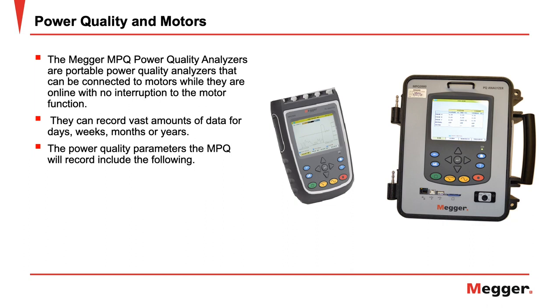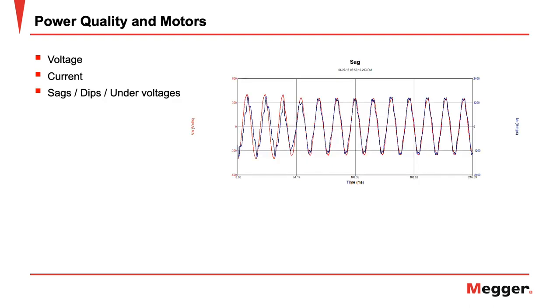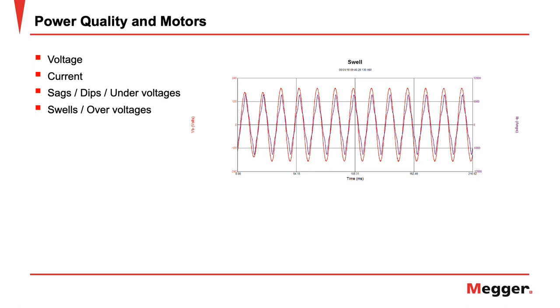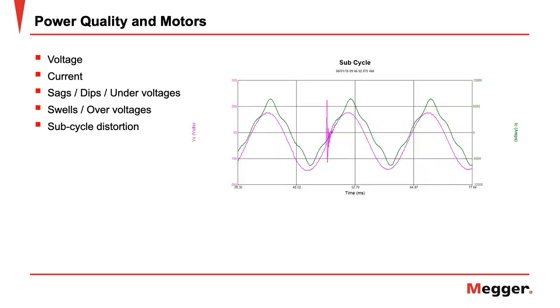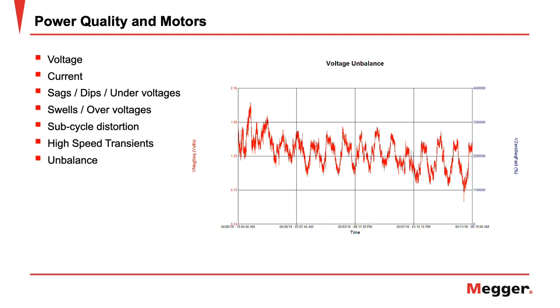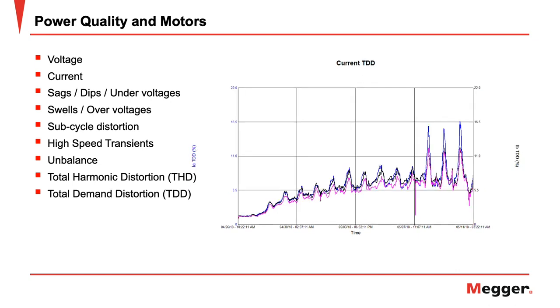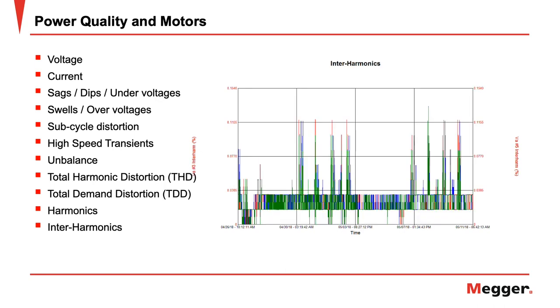The power quality parameters the MPQ will record include the following: voltage, current, sags or dips, as well as undervoltages, swells and overvoltages, subcycle waveform distortions, high-speed transients down to 1 microsecond, unbalance, both ANSI and symmetrical components, total harmonic distortion, or THD, total demand distortion, or TDD, harmonics, and interharmonics.